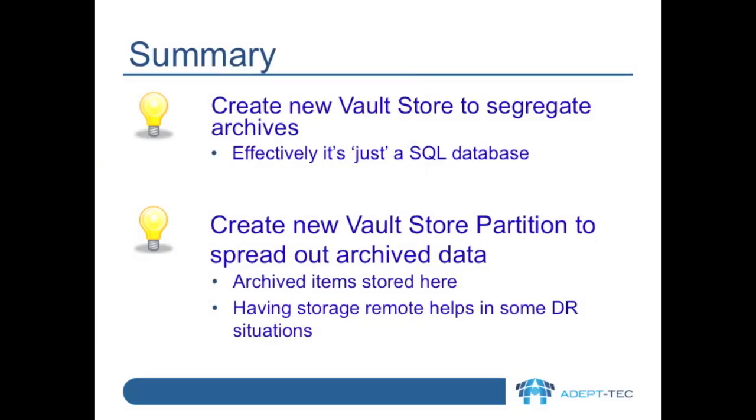So in summary then, we would create a new Vault Store to segregate archives. Effectively, it's just a SQL database. We can create new Vault Store partitions to spread out our archived data. The actual archived items are stored here. And having remote storage to the EV server has advantages for certain disaster recovery scenarios.